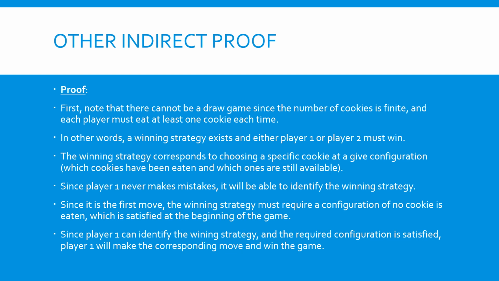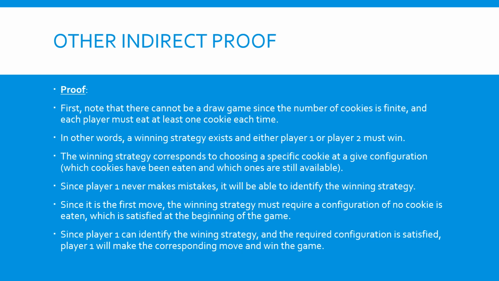Since we have a finite number of cookies, and each player must eat at least one cookie in its round, one must eat the last poisoned cookie. Therefore, there's no draw game and a winning strategy must exist. Given a specific configuration of the cookies, that is, which are eaten and which remain, either player can always identify the winning strategy if there is one.